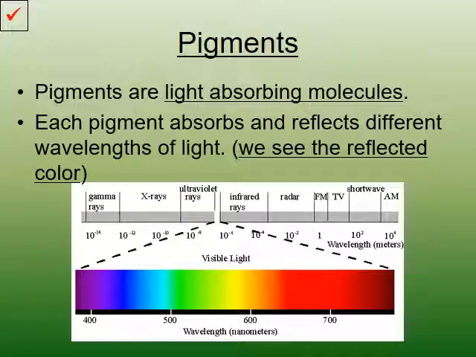So if you take a look, we have a wide variety of different types of wavelengths. We have gamma rays, X-rays, UV rays, infrared rays, radar, FM, TV, shortwave, and AM radio waves. Now, there is a very small spectrum right here, ranging from a little under 400 to above 700 nanometers for wavelengths, that is referred to as visible light. So, certain pigments are going to absorb certain wavelengths of light, while they can't absorb and reflect others. And the color that we see is whatever the wavelength is reflected or not absorbed.